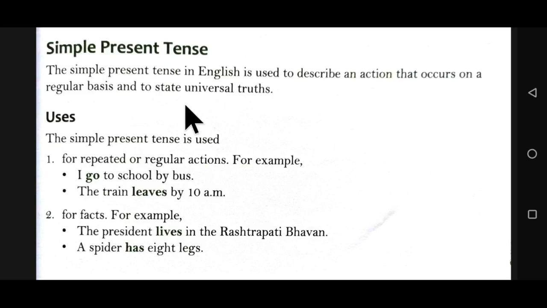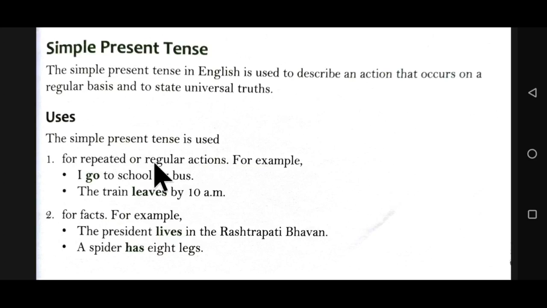Now, let's study its uses. The first use of simple present tense is that it is used for repeated or regular actions. For example, I go to school by bus. So this action of going to school is a regular action. So in such case, we use simple present tense.